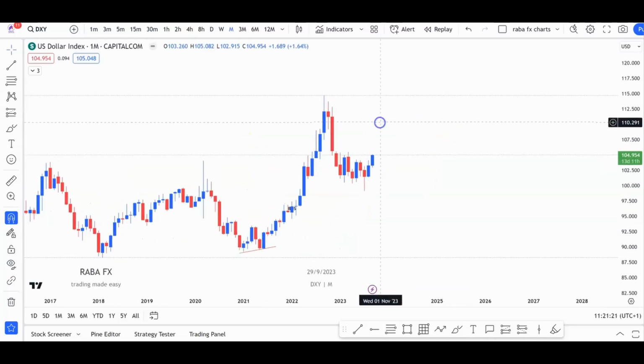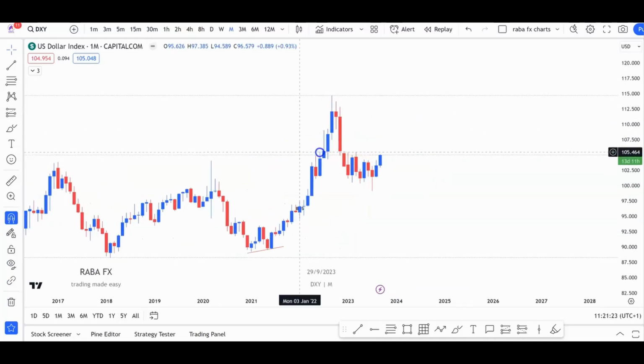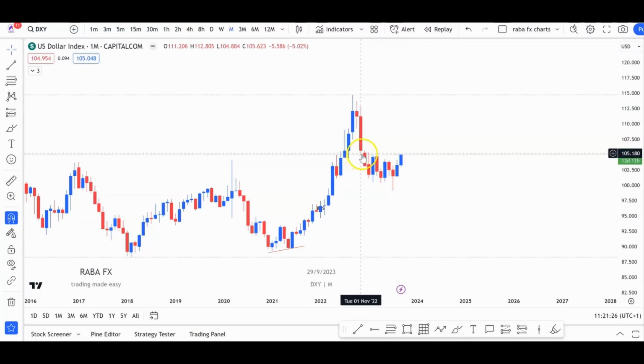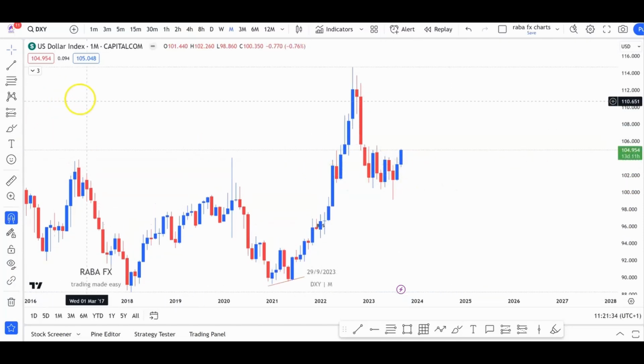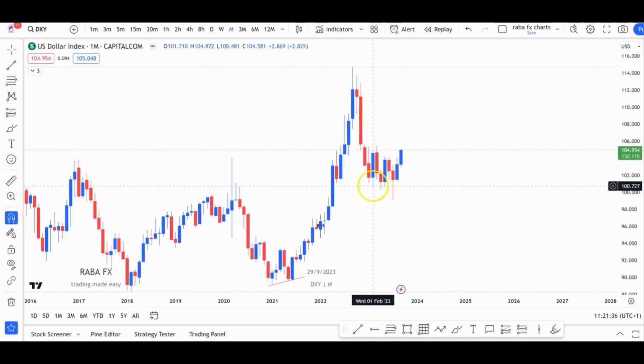We are back with our weekly analysis video on Raba Fx. And last week I talked about the US dollar gaining strength. So we are going to start again this week by analyzing the DXY index.